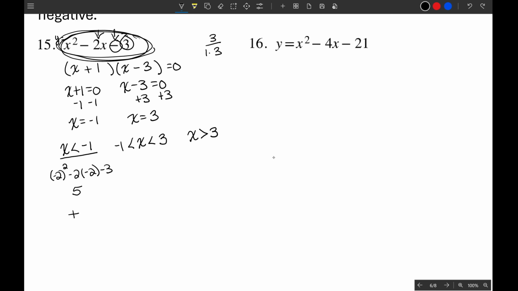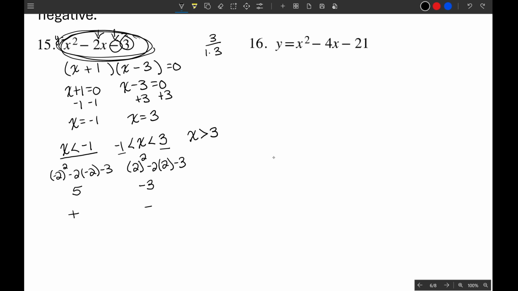That's a positive number. So I know that I am above the x-axis when the x values are less than negative 1. So now I need an x value that is between negative 1 and 3. Let's just go with 2. So 2 squared minus 2 times 2 minus 3. That's going to give me negative 3. That's a negative number. So I know that when my x values are between negative 1 and 3, I'm going to be below the x-axis.